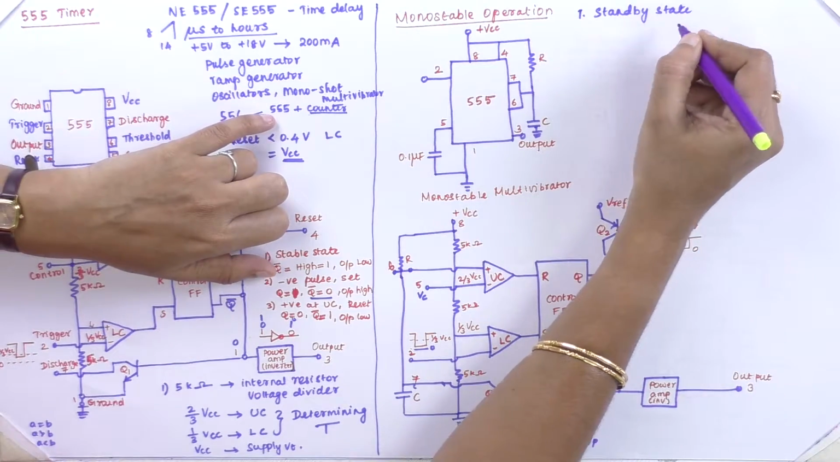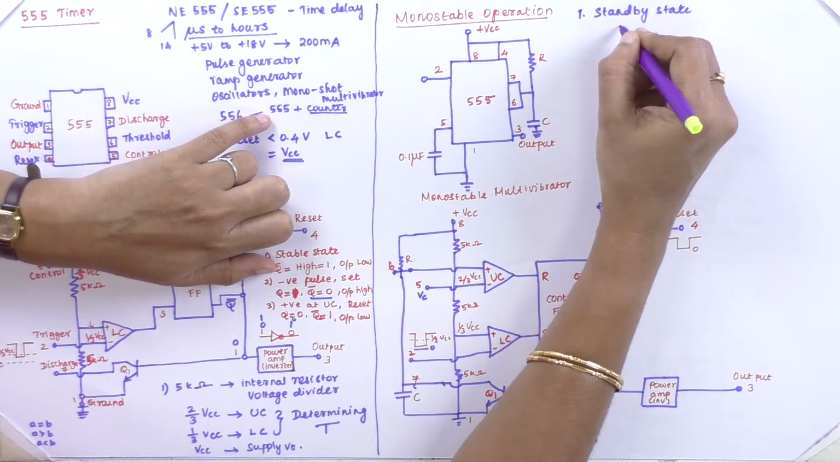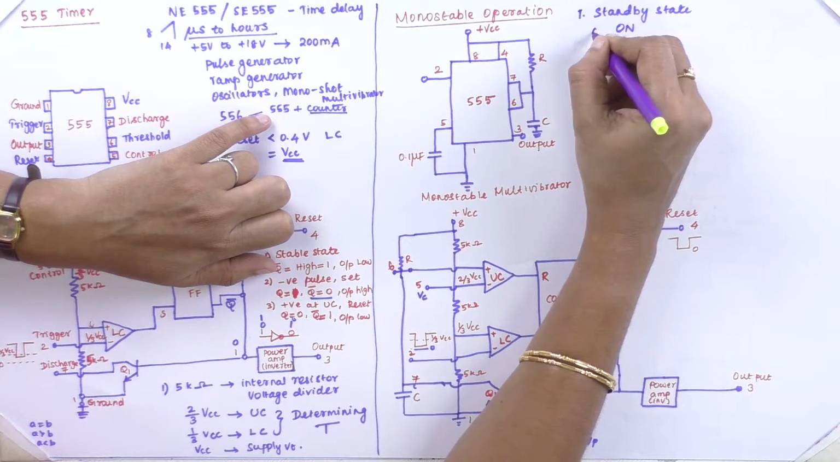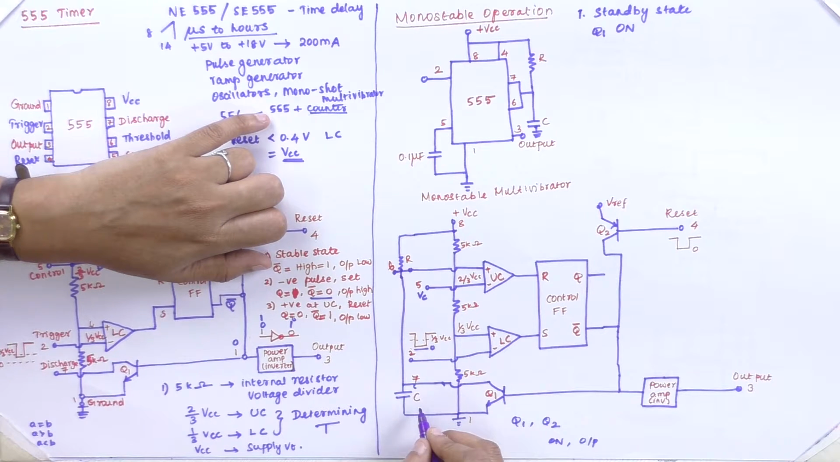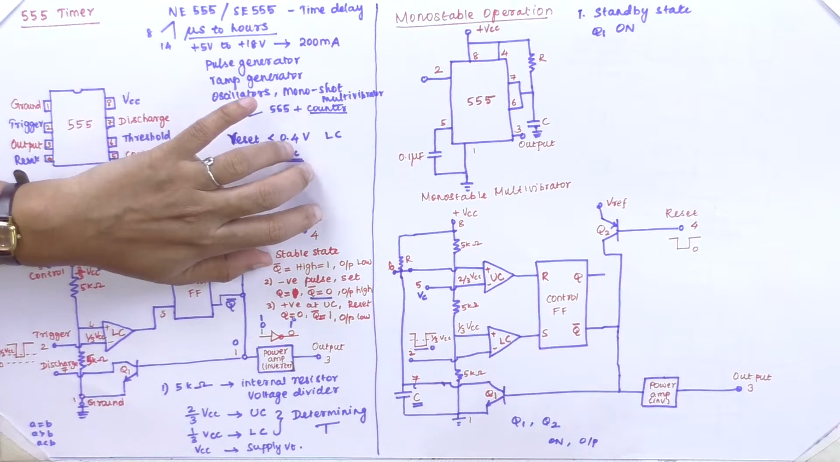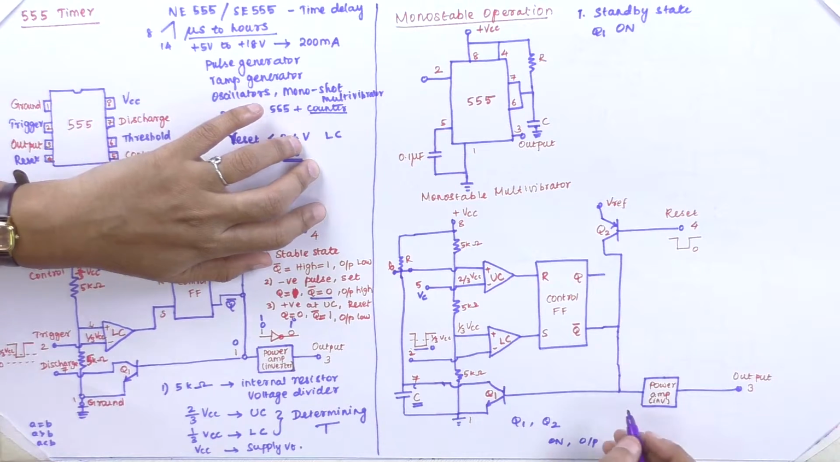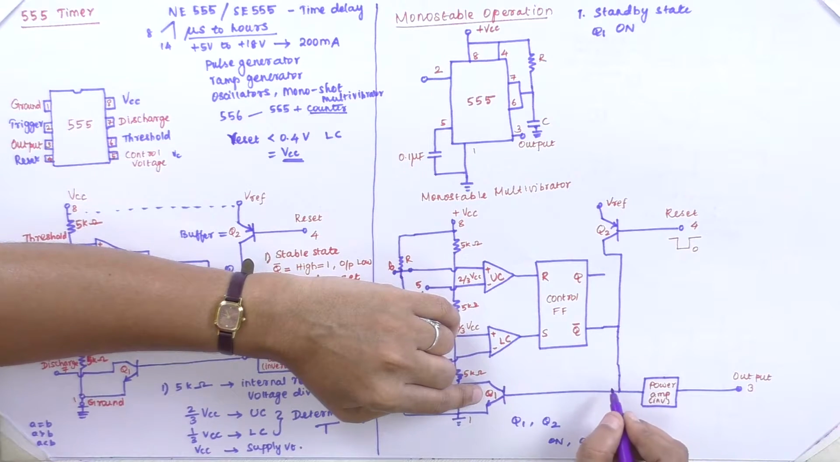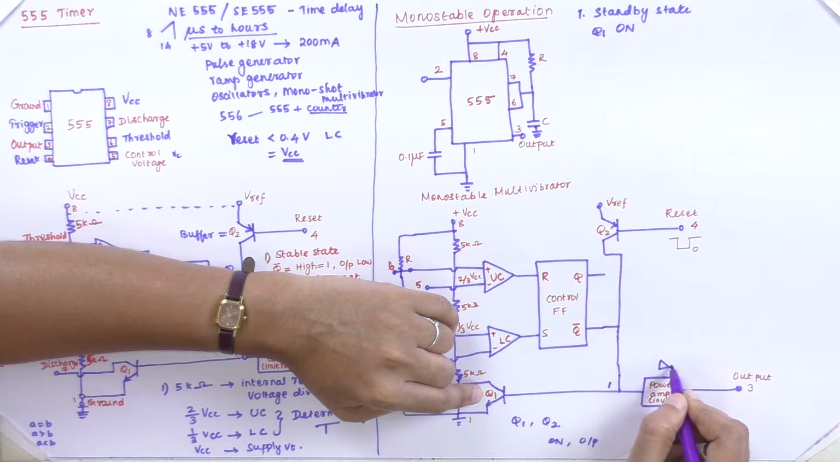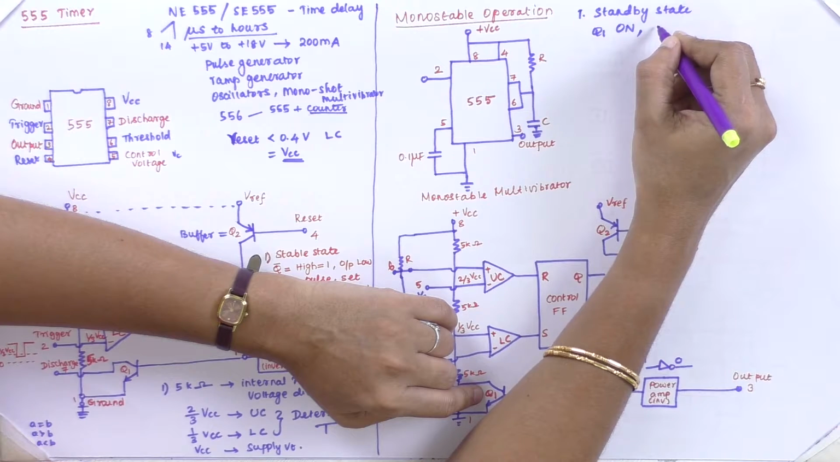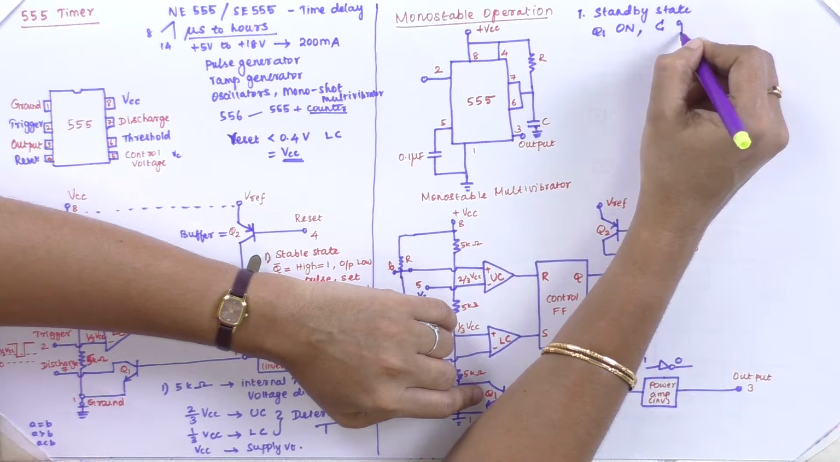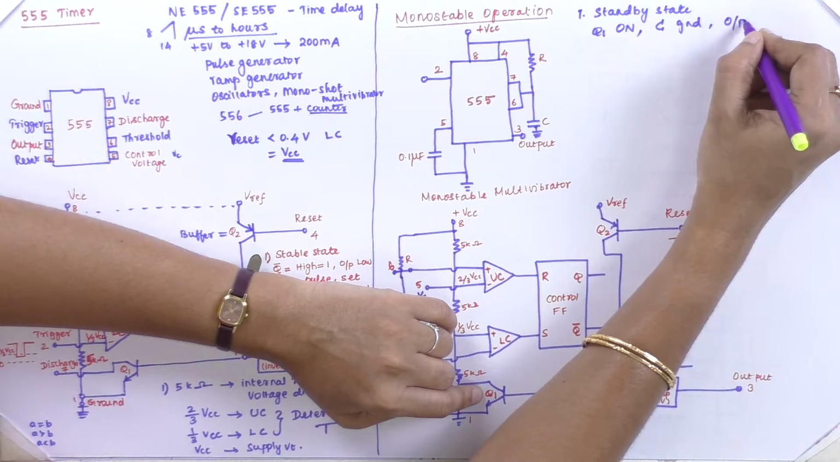So in that standby state, your Q1 transistor will be on. The flip-flop makes my Q1 transistor to be on, clamping the external timing capacitor C to ground. So once we are making my transistor on, the one is passed to that inverter, and it gives an output of 0. So in that condition, the external timing capacitor is grounded and the output is low.